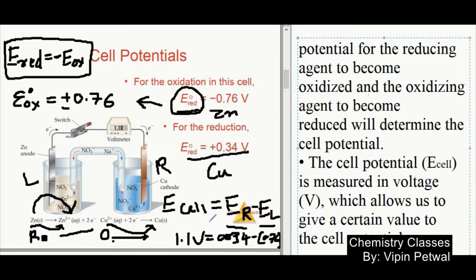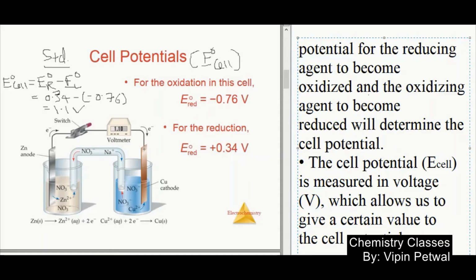Point is clear? So simply we can see here standard cell potential E naught cell can be measured with this formula: E naught cell equal to ER naught minus EL naught equal to 0.34 minus, again minus 0.76 equal to 1.1 volt. So this 1.1 volt is by this formula, okay. So this is the cell potential of this Daniell cell.